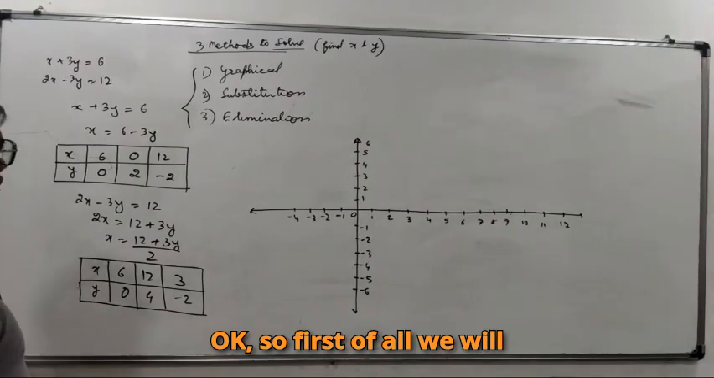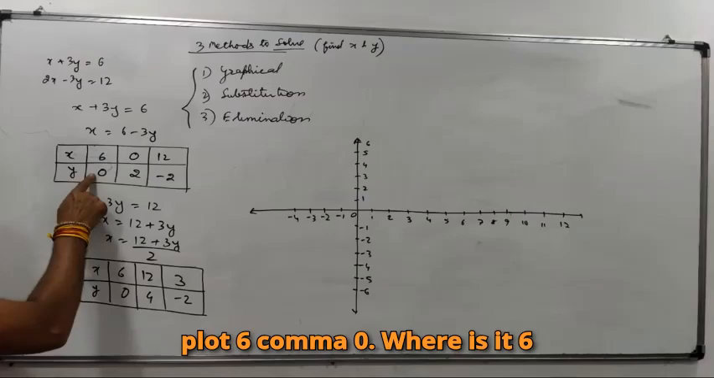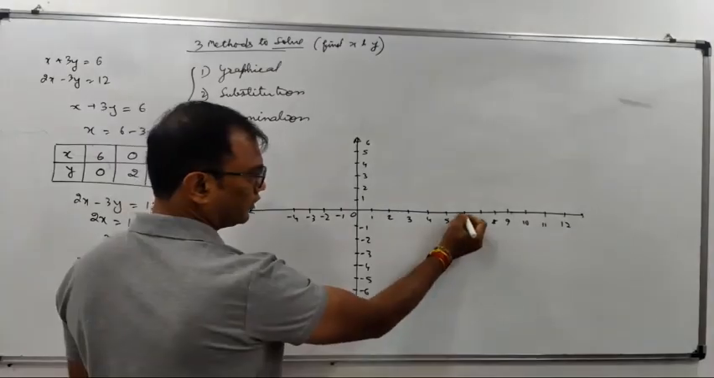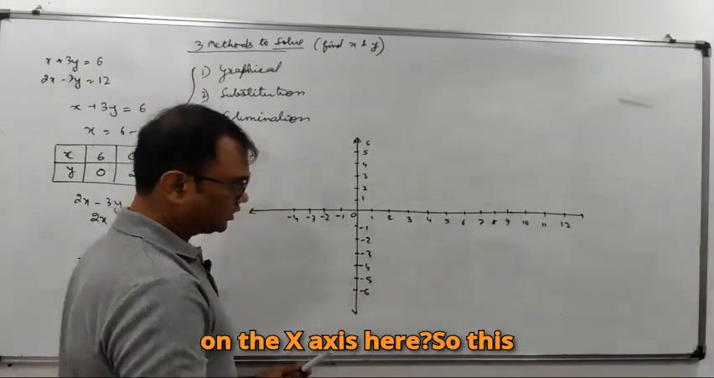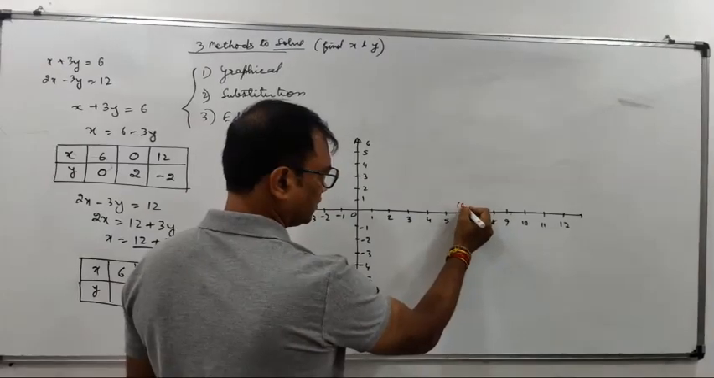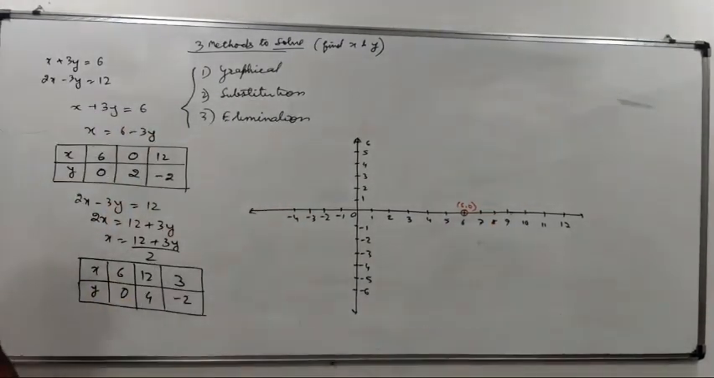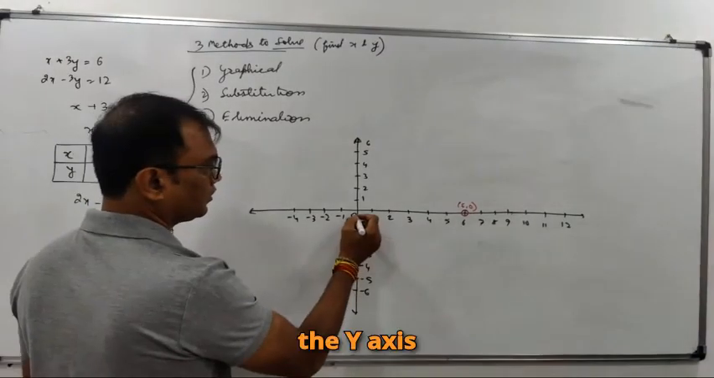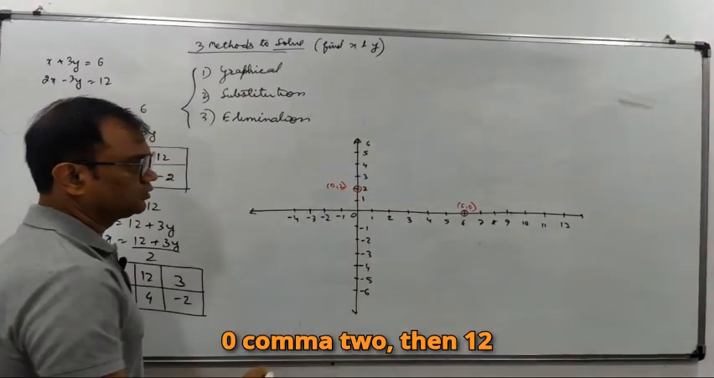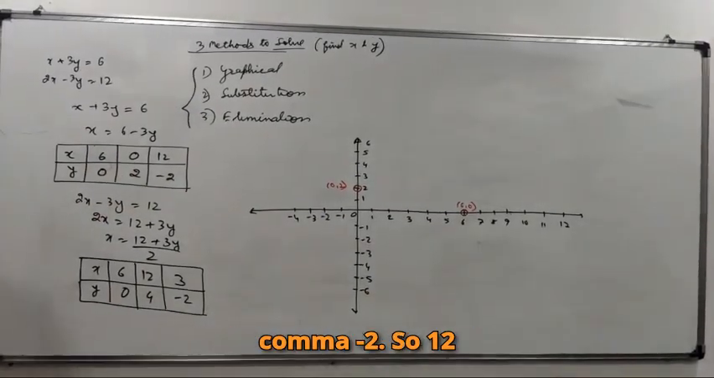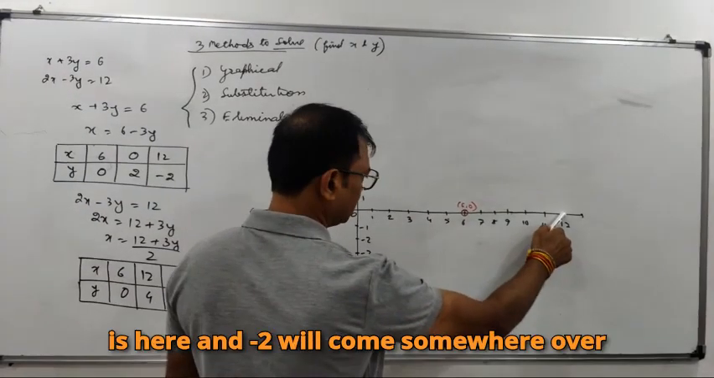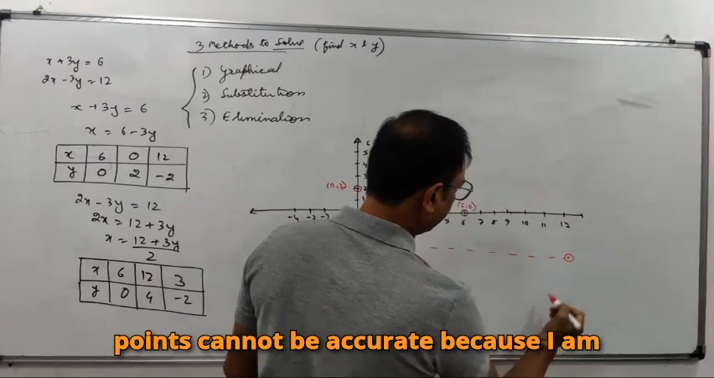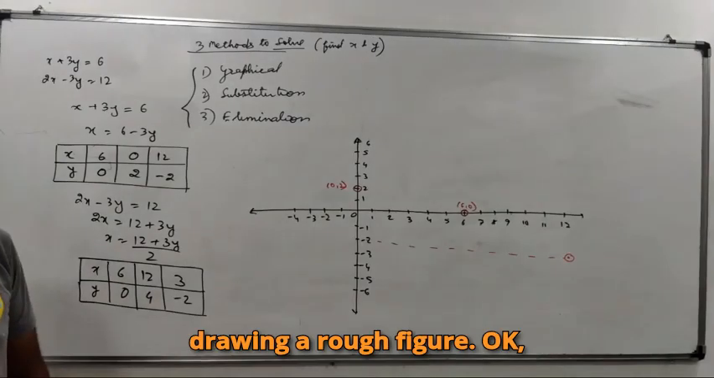Okay. So first of all, we'll plot 6 comma 0. Where is it? 6 comma 0, on the x-axis here. So this is 6 comma 0. Then 0 comma 2, on the y-axis. Then 12 comma minus 2. So 12 is here and minus 2 will come somewhere over here. My points cannot be accurate because I am drawing a rough figure.